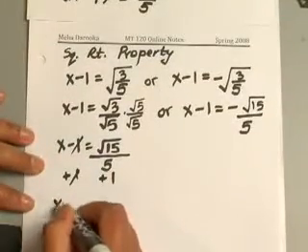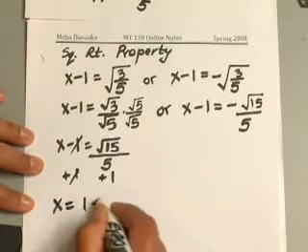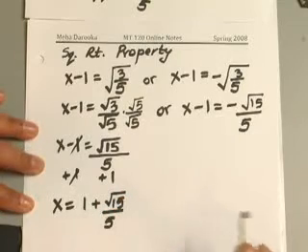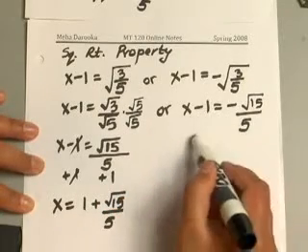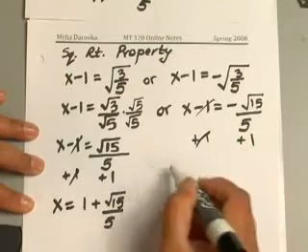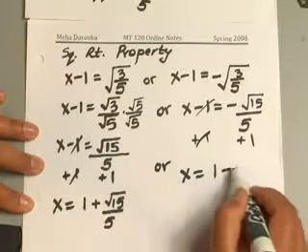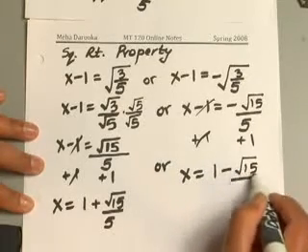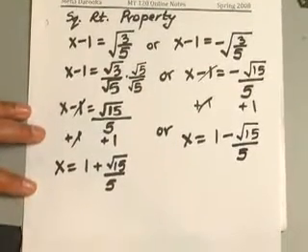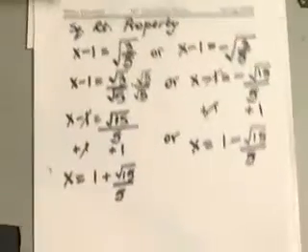And of course, now the only thing to do is move the 1 over to the other side, and you will end up with x equals 1 plus square root of 15 over 5. And same thing here, move the 1 over to the other side, and you end up with x equals 1 minus square root of 15 over 5.